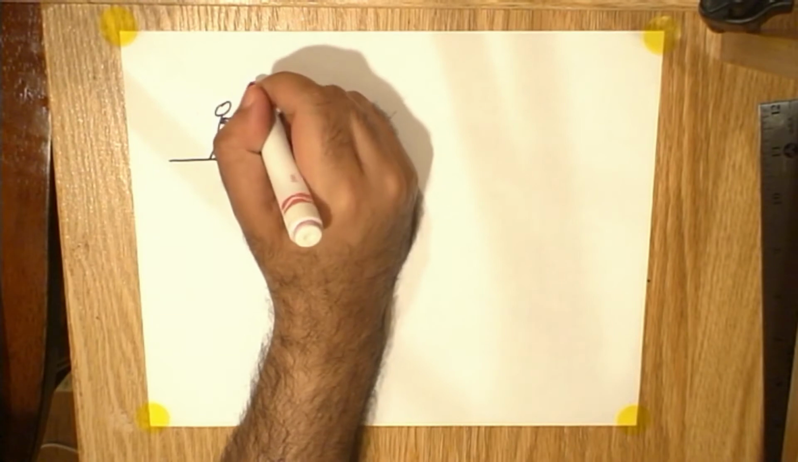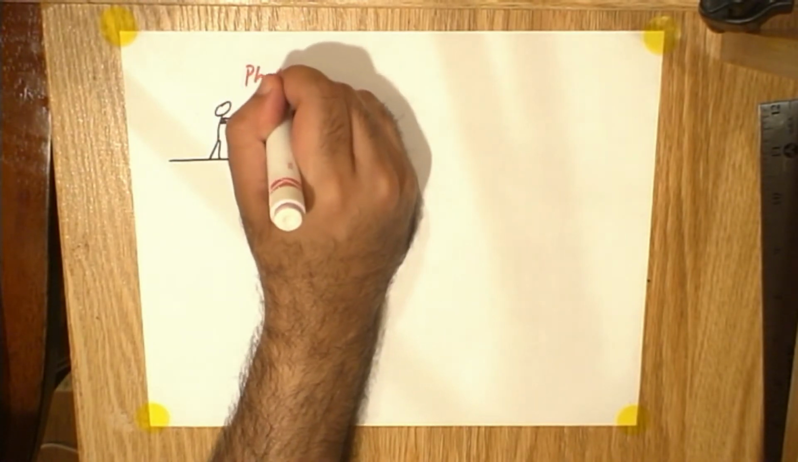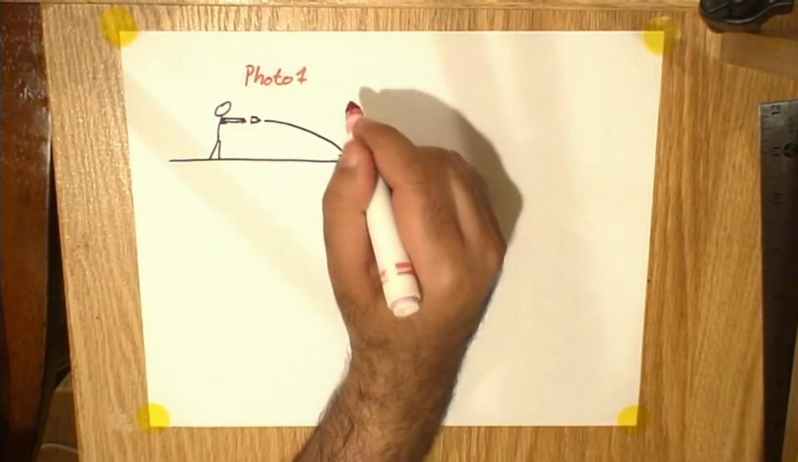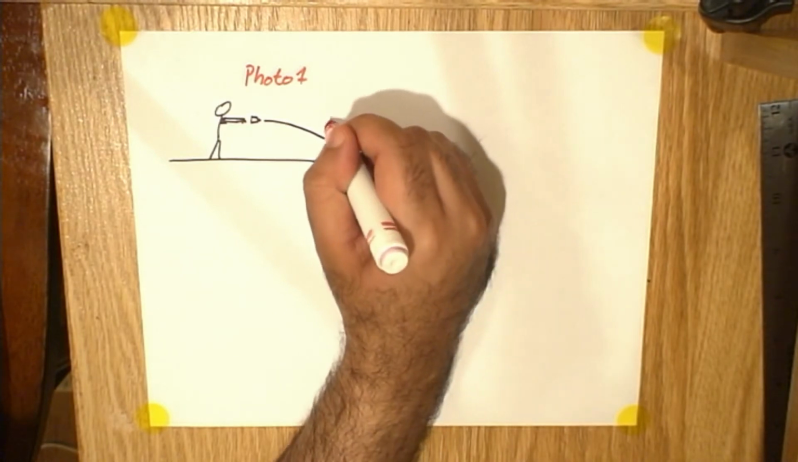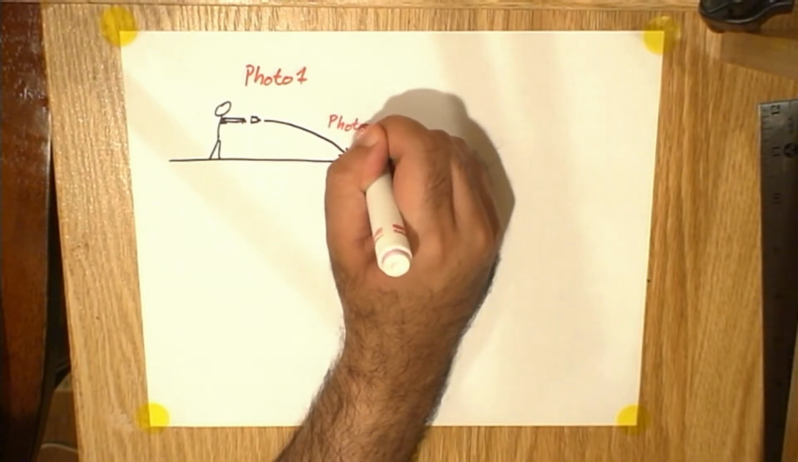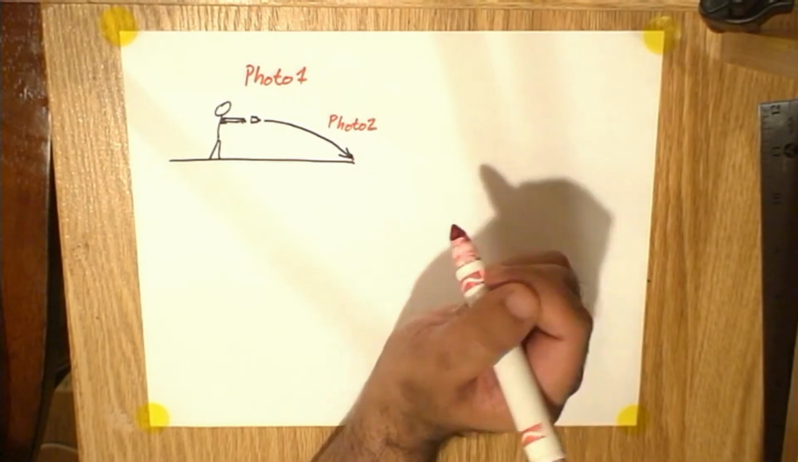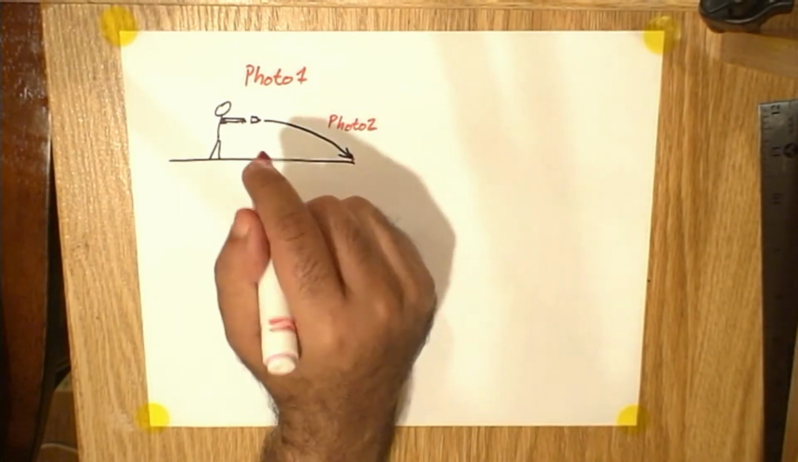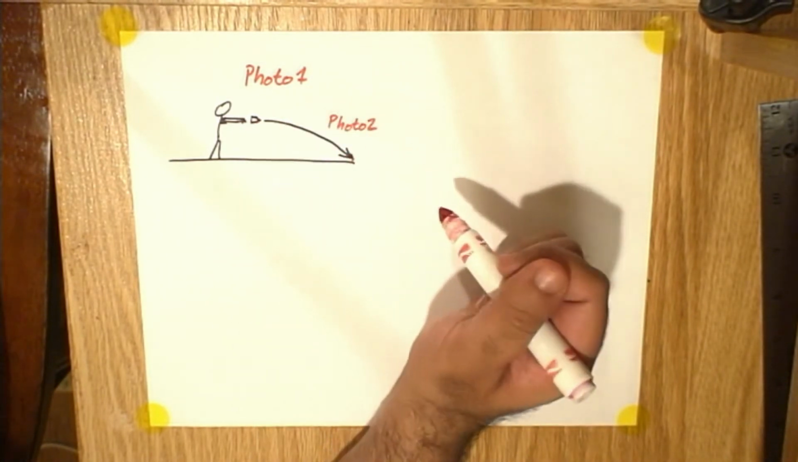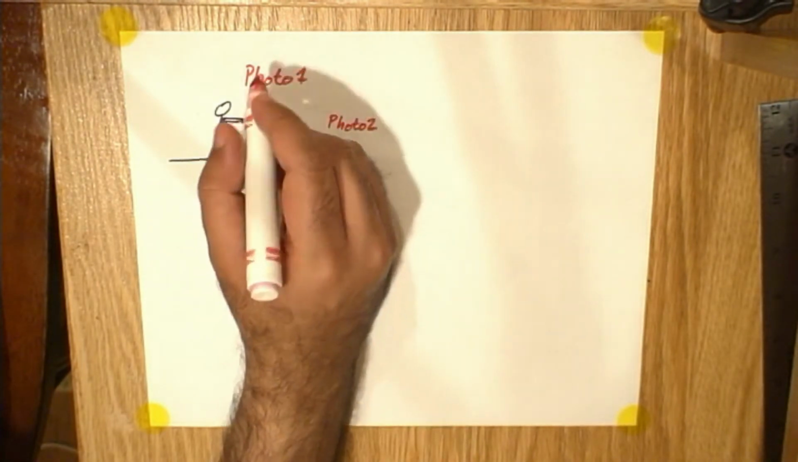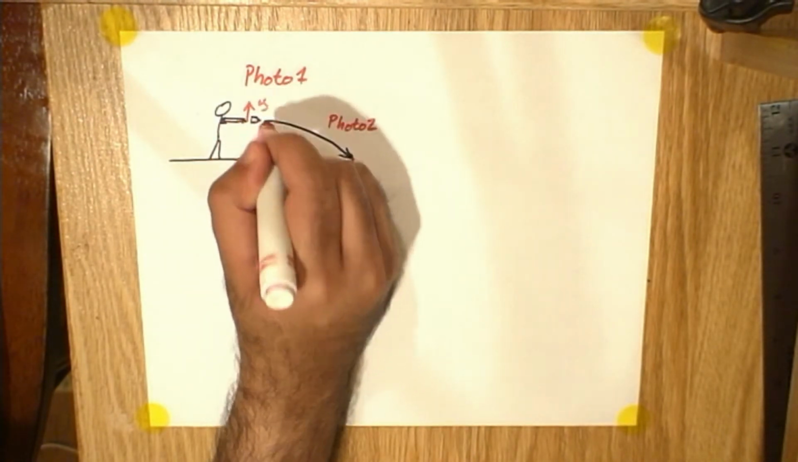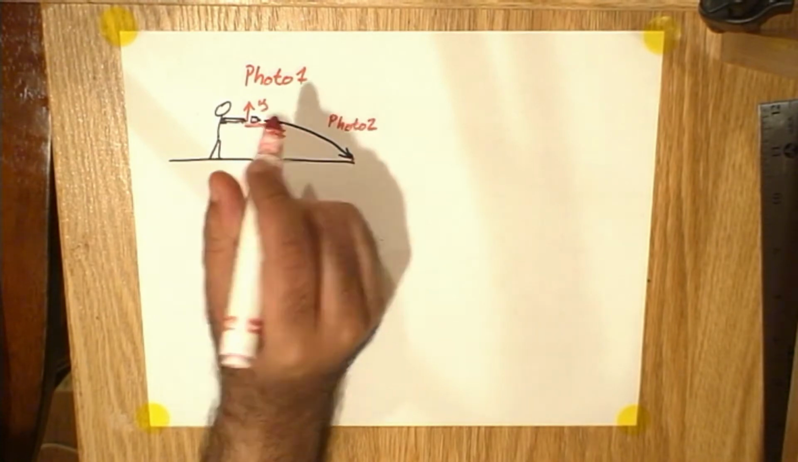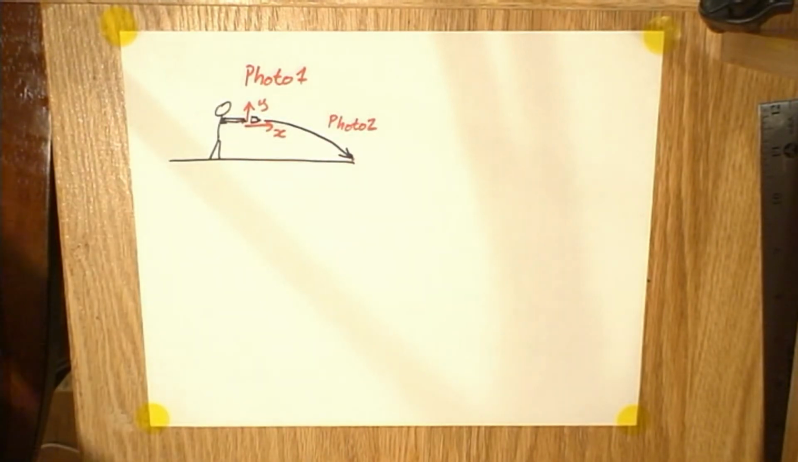I'm going to set photo 1 as being the instant that the bullet leaves the gun, and photo 2 as being an instant before it hits the ground. So maybe just a nanosecond after it leaves the gun and a nanosecond before it reaches the ground. I'm going to set upwards as being positive y and rightwards as being positive x.